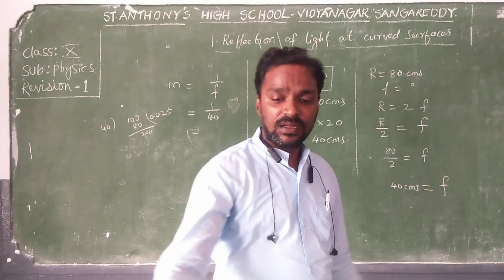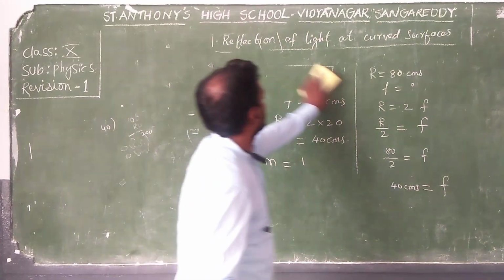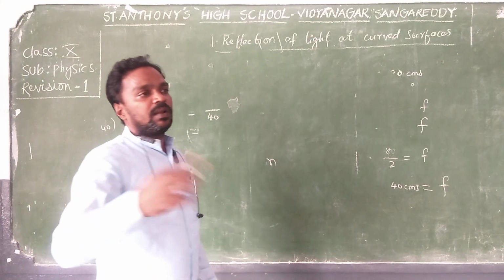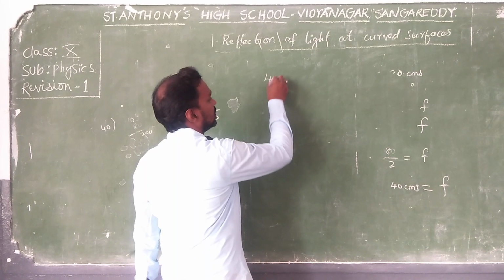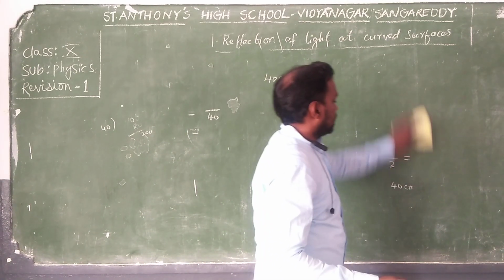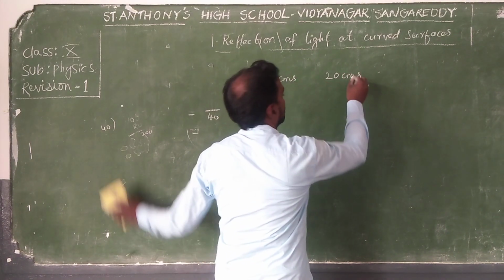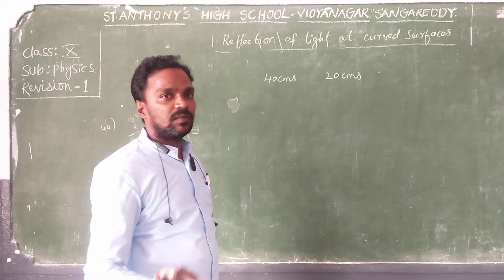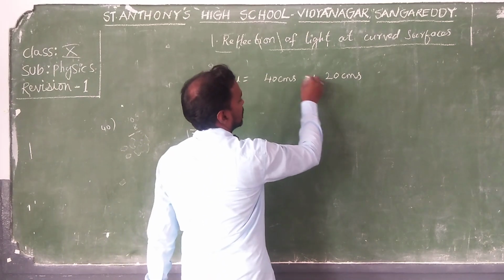So what will we be doing? Similarly, the u value will be given. The object is placed in front of a concave mirror at a distance of 40 centimeters or 30 centimeters, and an image is formed at a distance of, suppose, 20 centimeters. For that, what is the focal length? He asks. Suppose object distance u is equal to and image distance v is equal to.